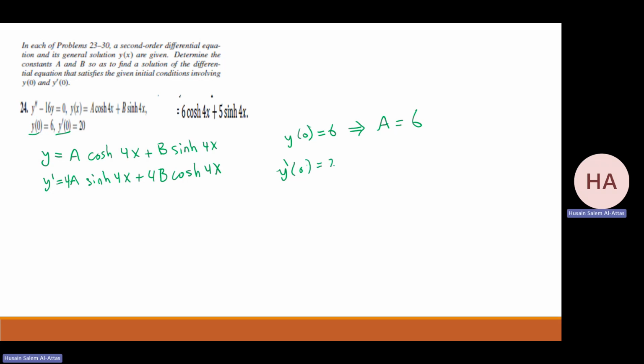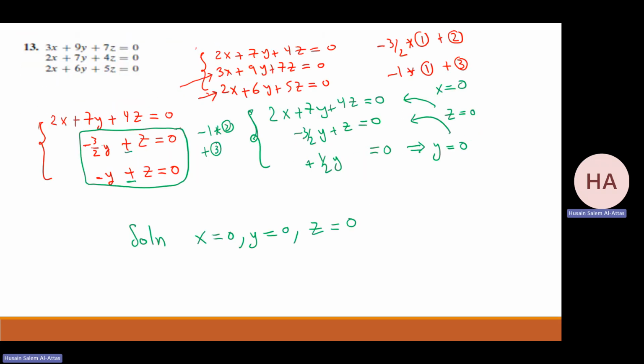Okay. Now y prime at 0 equals 20. That implies what? Substitute 0, sine hyperbolic 0 is 0. I have 4b equal 20. So b for sure will be equal to 5. Okay, so that will fix it. Not a, b, I mean. I mean b would be equal to 5. So I get a and b as a solution for this problem.